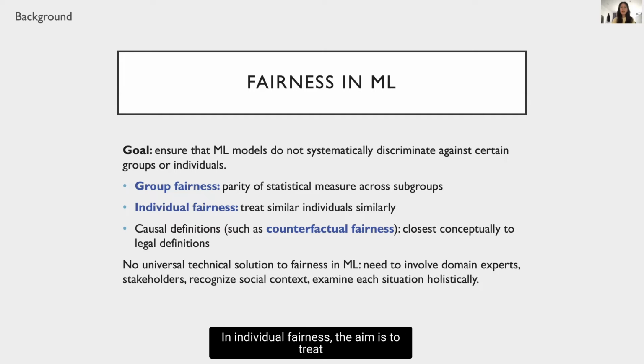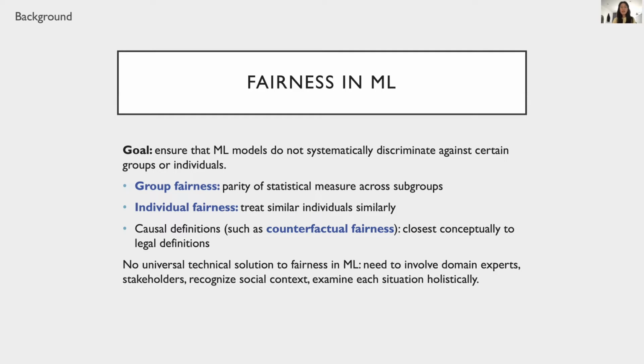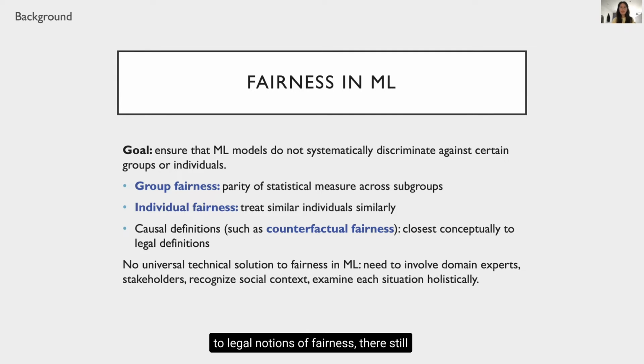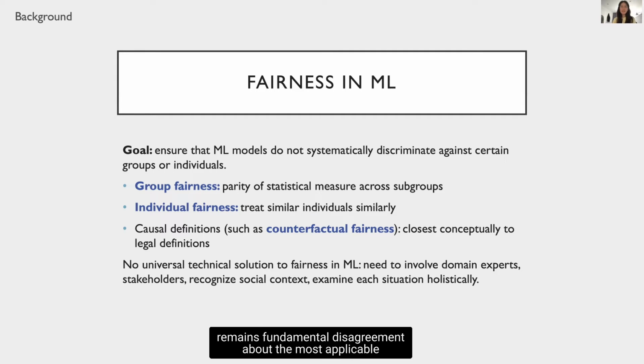In individual fairness, the aim is to treat similar individuals similarly regardless of protected attributes. However, it requires the use of a similarity metric on individuals, which is difficult to formalize even in well-studied contexts. Finally, while causal definitions are conceptually closest to legal notions of fairness, there still remains fundamental disagreement about the most applicable concepts of fairness in particular settings. Causal definitions also require strong assumptions on the underlying data-generating mechanism.